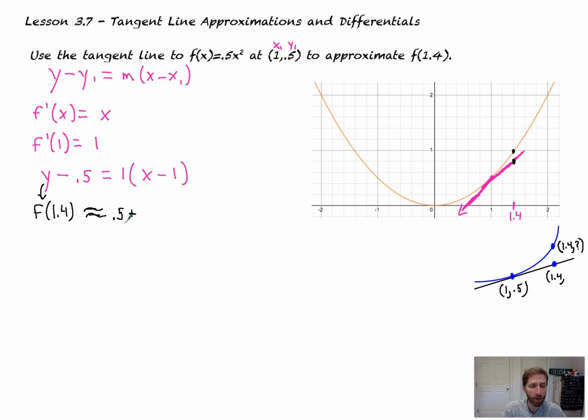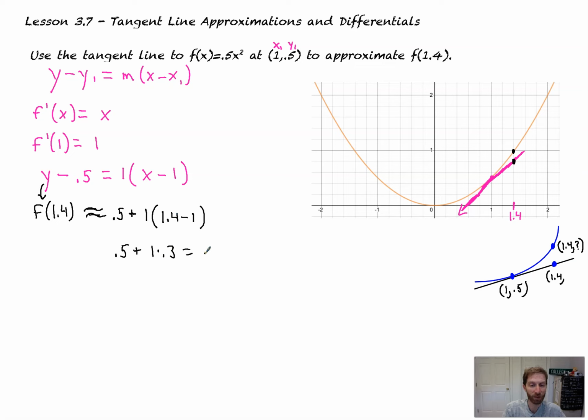So I've got 0.5 plus 1 times 1.4 minus 1. It's as simple as that. We're just plugging x equals 1.4 into the tangent line, and the y value we get on the tangent line will serve as the approximation for the y value we'd get if we plug 1.4 into there. So we get 0.5 plus, this is 1 times 0.4, and that then ends up simplifying to 0.9. So that's the approximation. So therefore, f of 1.4 is approximately 0.9.